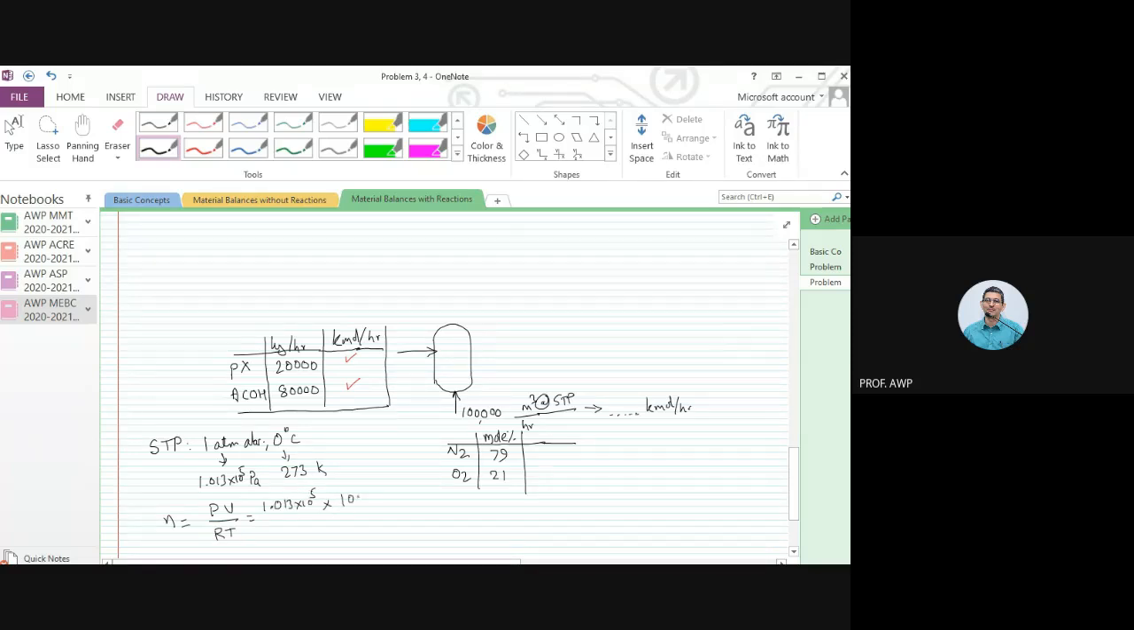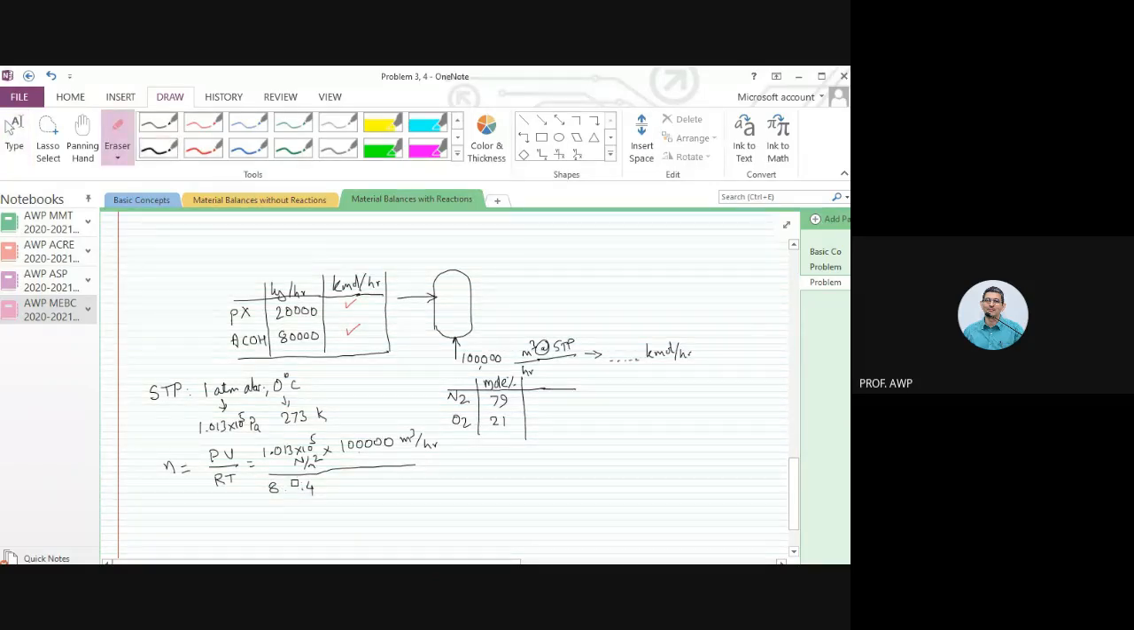V is 100,000 meter cube per hour. Remember, Pascal is Newton per meter square. R we can take as 8.314 joules per gram mole Kelvin, but then our answer will be really, really huge. So I can even take 8314 joules per kilomole Kelvin, and temperature would be 273.15 Kelvin. So Kelvin would get cancelled. Joules will get cancelled from this Newton per meter square and per meter cube. So this will come in terms of so many kilomoles per hour.